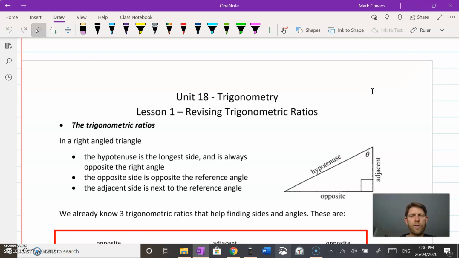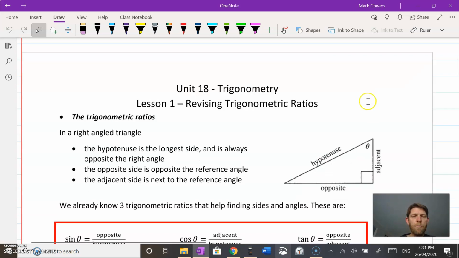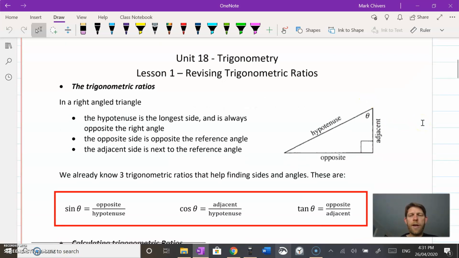But the first four or five lessons are just going to be dealing with right angle triangles. So obviously, in any right angle triangle, we need to come up with a way of naming the sides. And the sides are always named with reference to our reference angle. So for this particular triangle we've got here, the reference angle is that angle I've just highlighted green.